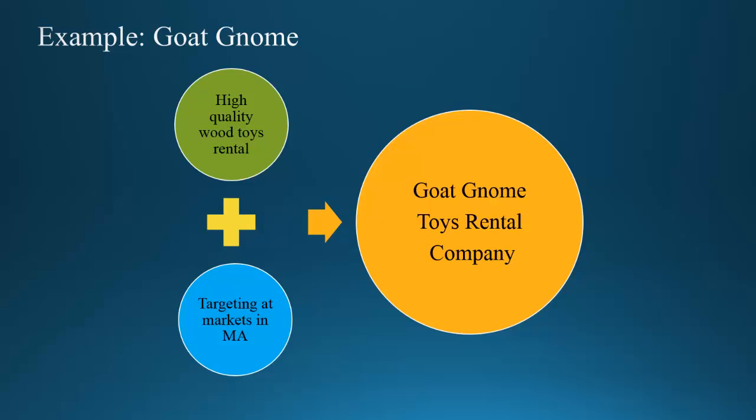You might still feel unclear about lean startup or the hypothesis-driven entrepreneurship process steps. Now I will give you an example. Gold Genome is a newly started company engaged in the toy rental business. It has two main features. Its product is a high-quality wood toys rental service, and its targeting market is families in Massachusetts. Before its startup, its founders wanted to use the least amount of resources and take the least risks. So here is what they did to test their business model.